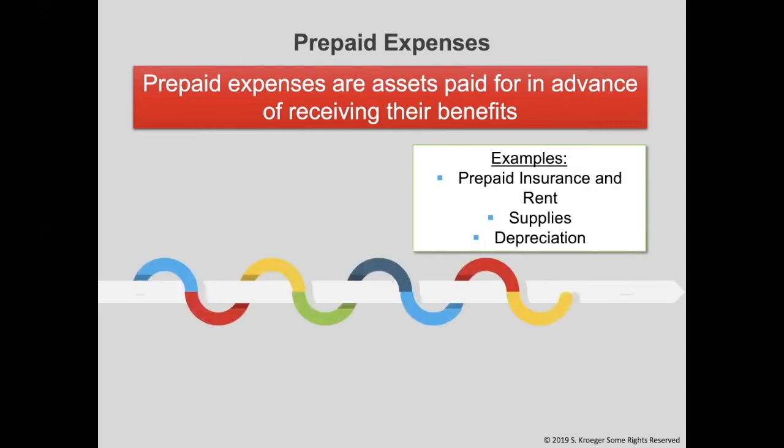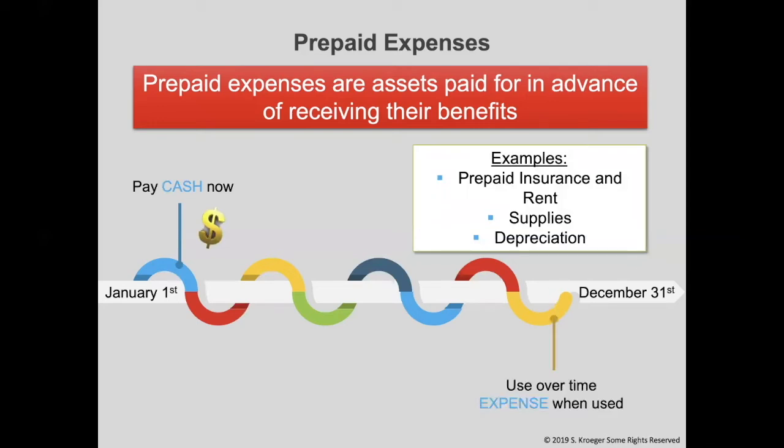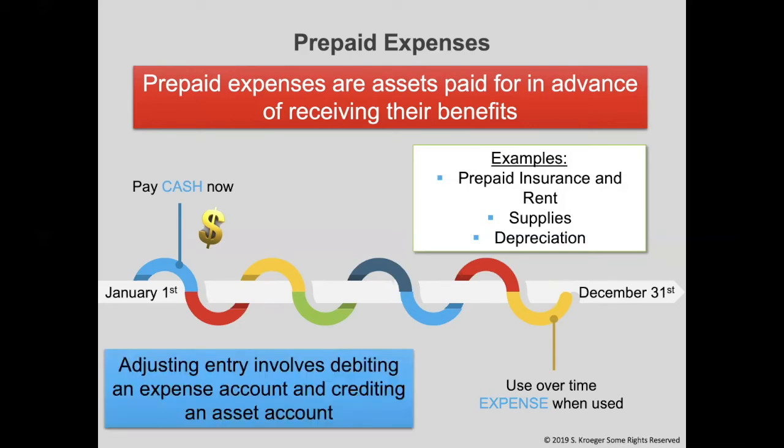Looking at the timeline, we first pay for the expense or asset. Later, we use it. When we use it, that is when we will recognize the expense on our books. The adjusting entry involves debiting an expense account and crediting an asset account. We debit the expense account to put the expense on our books, and we credit the asset account to reduce it by what we used during that time period.